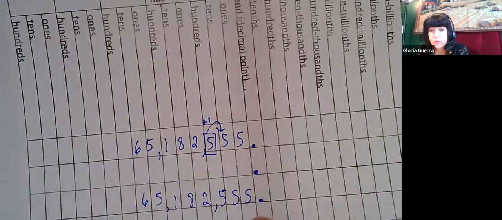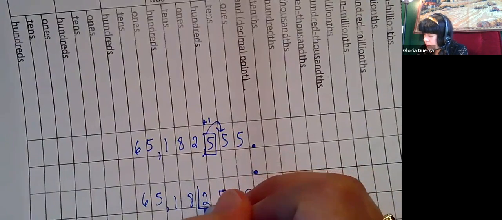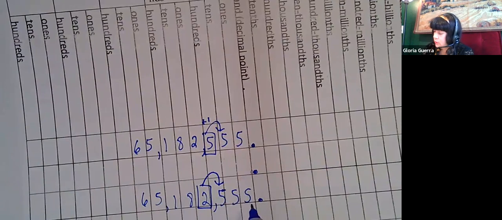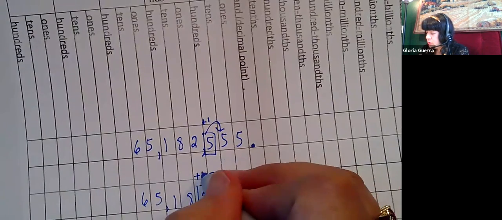So ones, tens, hundreds, thousands, okay? And look at the neighbor to the right. Look at the number to the right. Is that 5 or more? Yes. So you're supposed to increase this box digit by 1, okay? I'll write that on my paper.